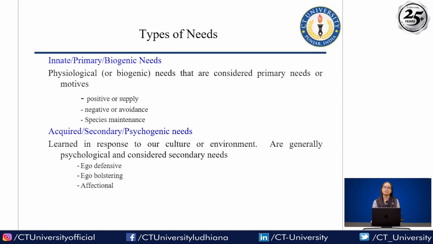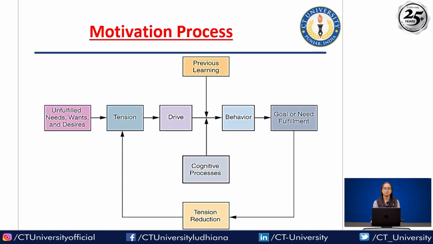On the other hand, another type of needs are acquired, secondary or psychogenic needs. These needs are generally acquired from the environment. People learn from the family or from the external environment, and these needs are generally maintained either to defend our ego or to bolster our ego or to maintain some kind of affectional relationships. So the main aim of the marketer is to make people identify that these needs are unmet. Once these unmet needs are identified, they create tension in the mind of the individual that needs must be satisfied, and this tension drives the individual to behave in a certain way.